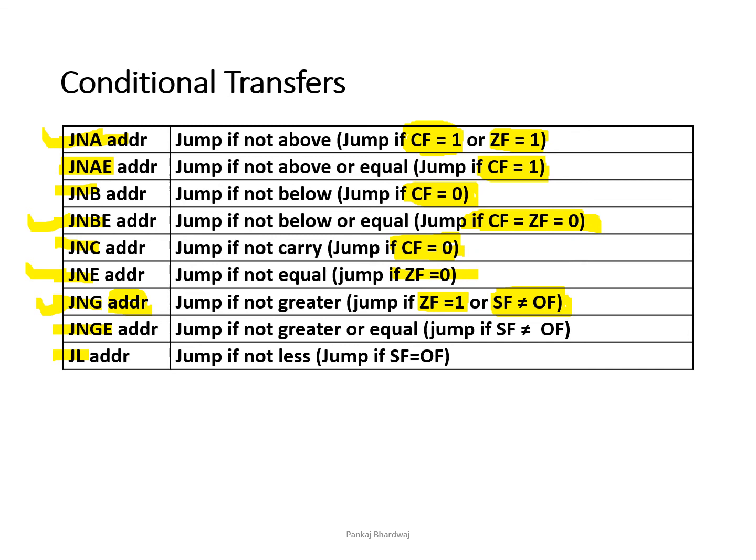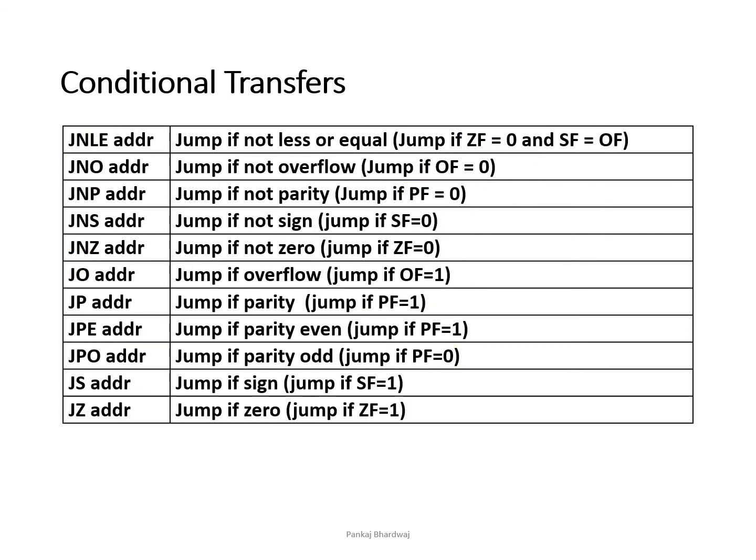Now for JNGE, we do not check ZF, we only jump if SF is not equal to OF. So if they are not equal, one and zero or zero and one, then obviously the jump if not greater than or equal condition becomes true, and we shift to the address provided by the instruction. And JNL means jump if not less. If not less, that means they are both the same: the sign flag and the overflow flag are the same, and in that case it will move to the address provided by the instruction. On the next page, we have other conditional transfer instructions.